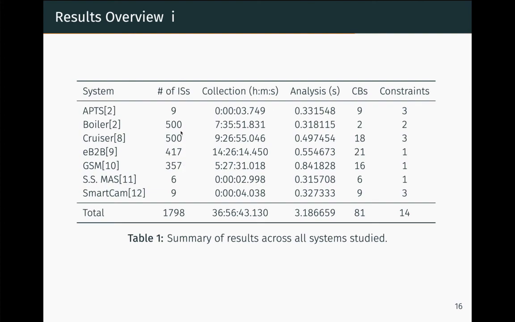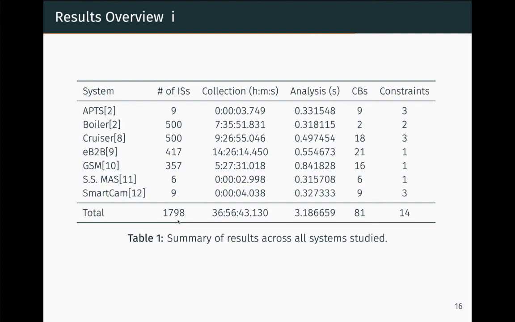However, for the other ones, for the boiler and for the cruiser, we actually hit our threshold of 500. For EB2B and for GSM, the tool actually crashed because the implied scenarios were getting so long that we ran out of memory to keep collecting. Because it's an undecidable problem, again, we're not sure if there was more or there were not, but we said these were enough to do our analysis.